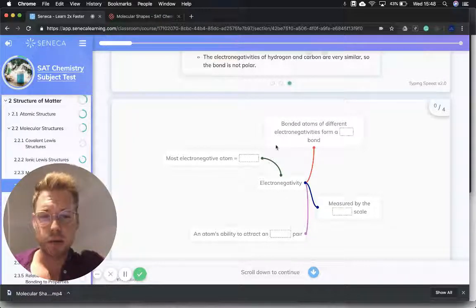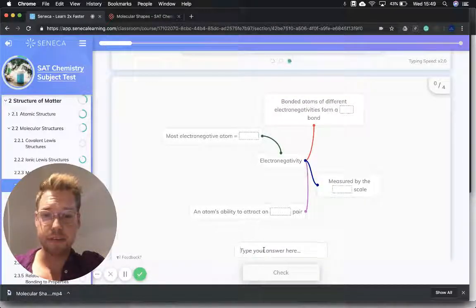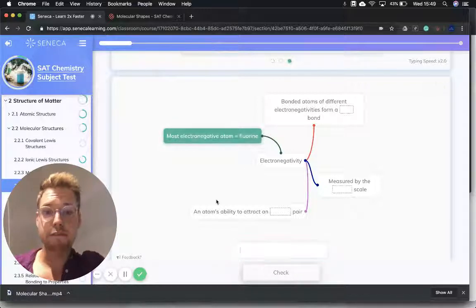So let's review that with a few questions. What's the most electronegative atom? It is fluorine. Remember that.